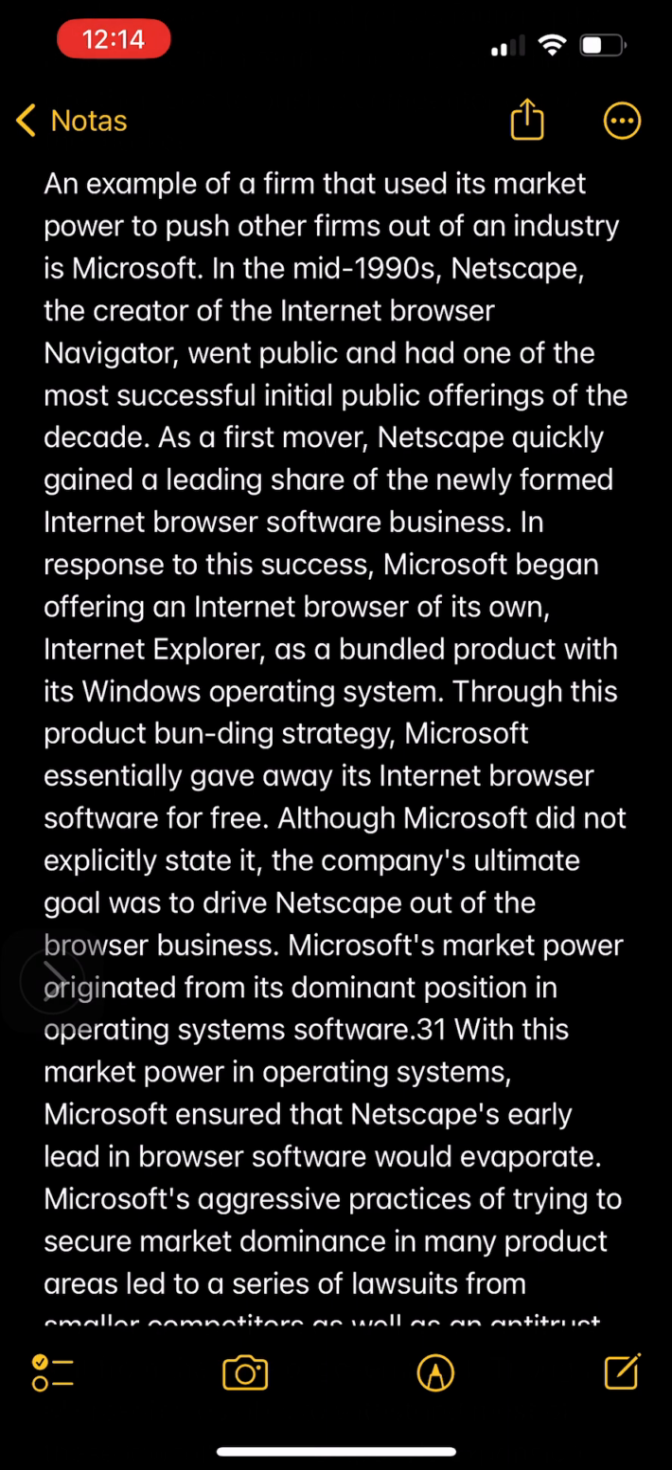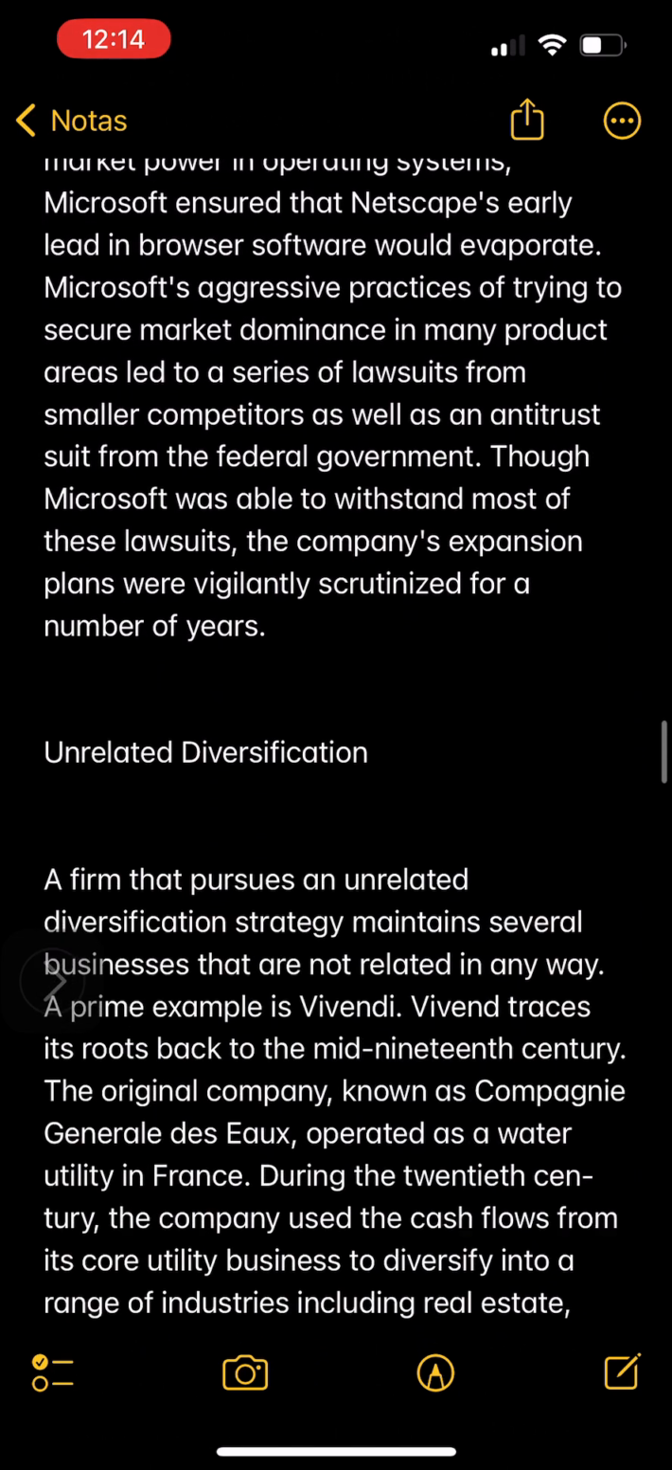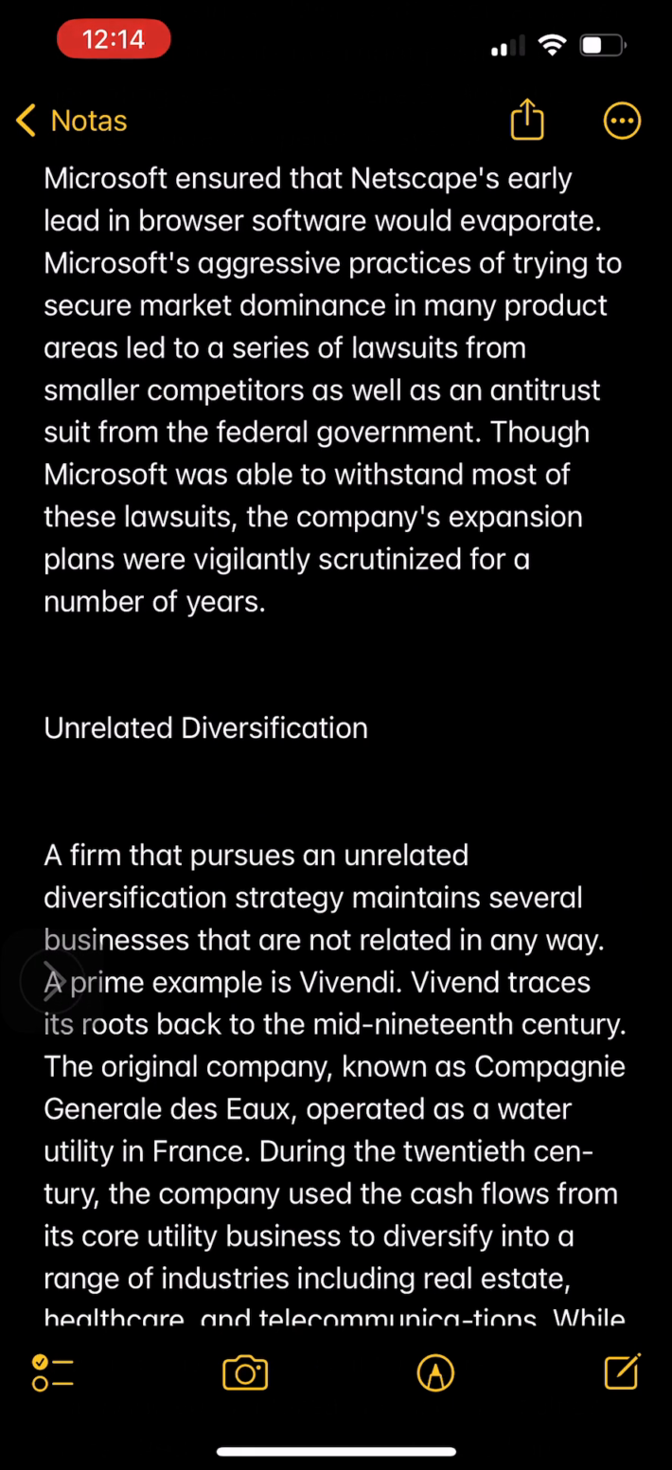Microsoft's market power originated from its dominant position in operating system software. With this market power in operating systems, Microsoft ensured that Netscape's early lead in browser software would evaporate. Microsoft's aggressive practices of trying to secure market dominance in many product areas led to a series of lawsuits from smaller competitors as well as an antitrust suit from the federal government. Though Microsoft was able to withstand most of these lawsuits, the company's expansion plans were vigilantly scrutinized for a number of years.